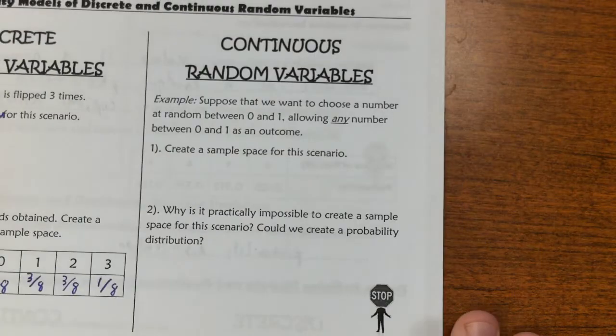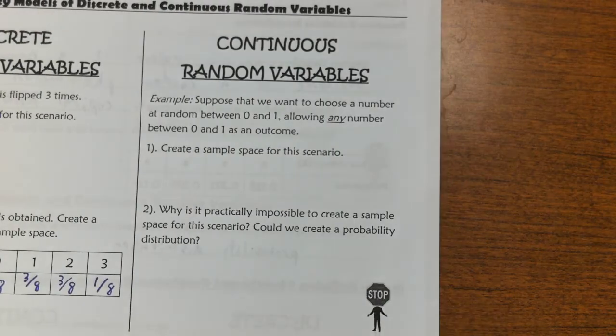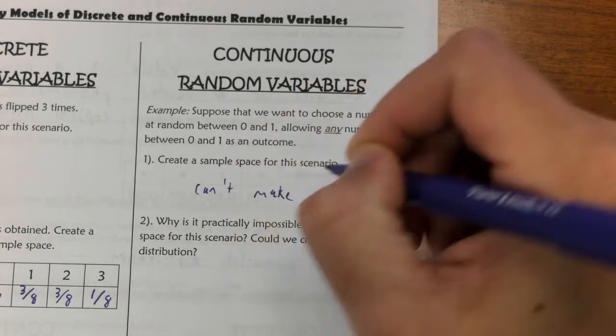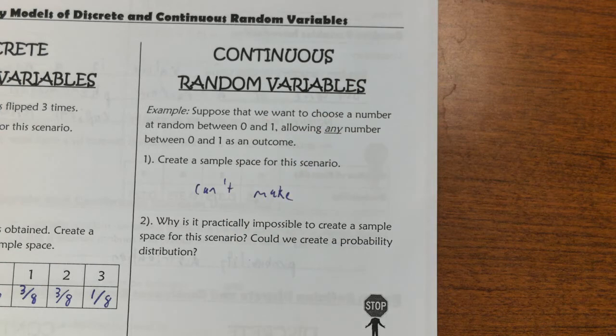Now let's take a look at a continuous random variable. Suppose we want to choose a number at random between 0 and 1, allowing any number between 0 and 1 to be the outcome. Well, let's try to create a sample space for this scenario. So what are my possibilities for the numbers that I could choose? Well, I could choose 0.1, I could choose 0.01, I could choose 0.001, I could choose 0.000001, and hopefully you see where this is going. There are an infinite number of possibilities. So we can't make a sample space for this. Can't be made when we're talking about continuous random variables.